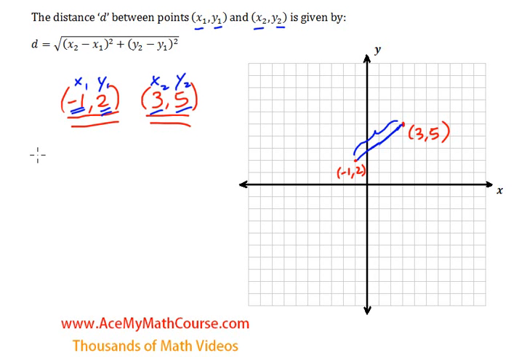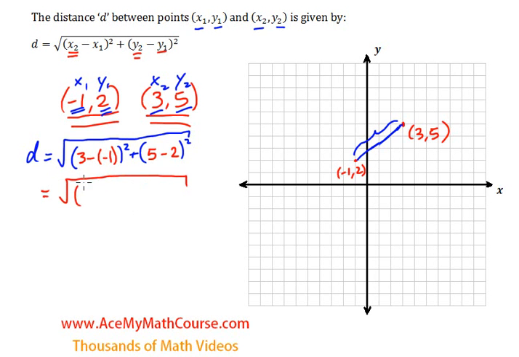Now we can actually plug everything into the formula. Let me just make some room here for every element. x2, we start with x2 is just 3, so I can plug the 3 in here, and we're subtracting x1, which is negative 1. Now since we're subtracting a negative, I'll put a parentheses around the negative 1. Then we have y2, which is 5, right? y2 minus y1, and y1 is 2.